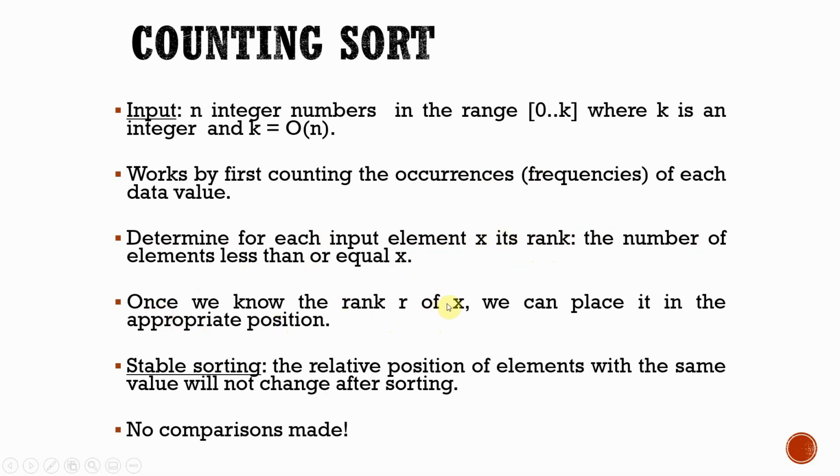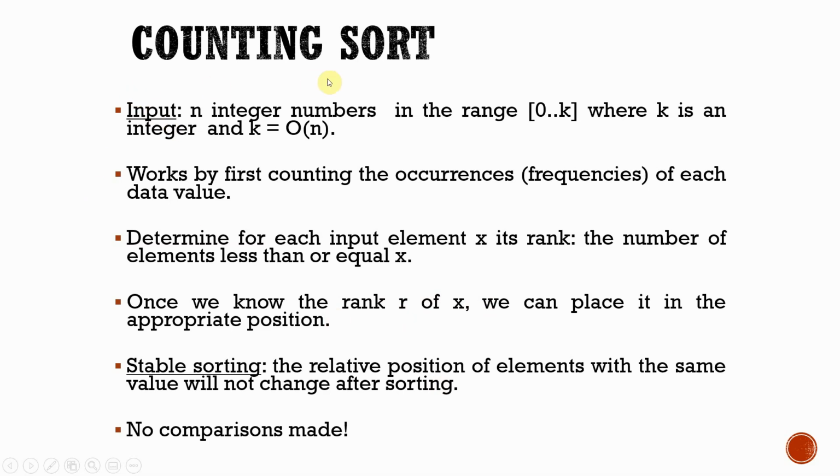Once we know the rank of x, we can place it in the appropriate position, right? If we know that there are r elements smaller than or equal to x, then we know where x is supposed to go. The furthest position for x would be at location r minus 1 if the index starts from 0, or at location r if the index starts from 1, because there are only r numbers that are smaller than or equal to x.